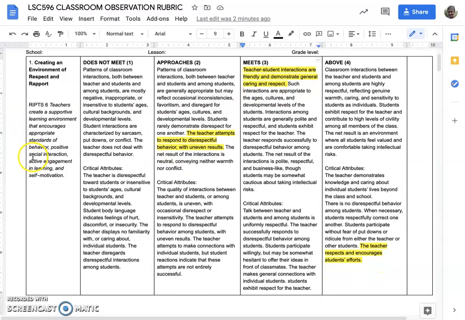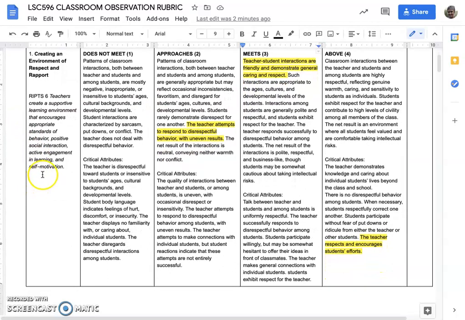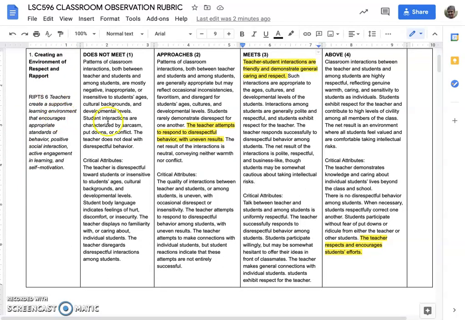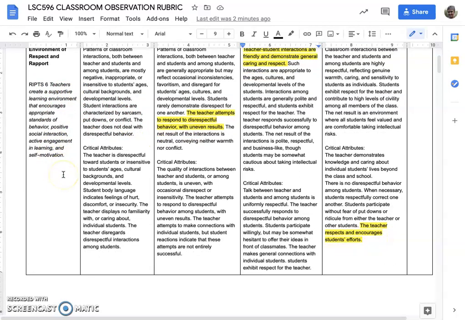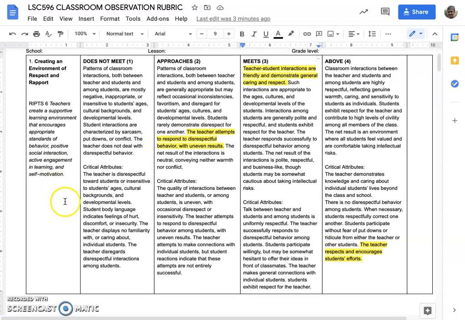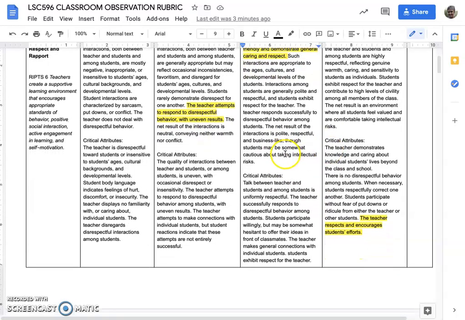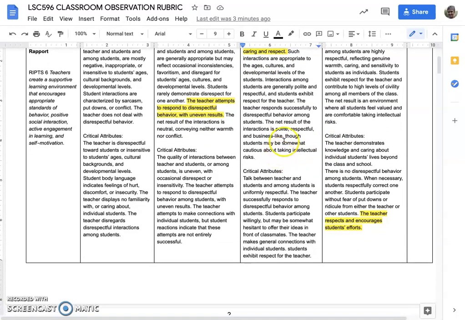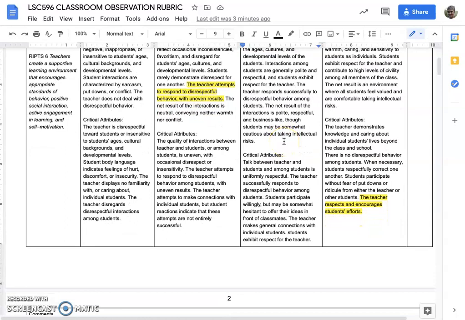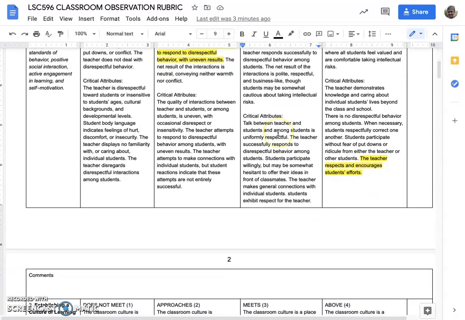All right, so here was creating an environment of respect and rapport. I'll go through and give you some things that I look for as well. In creating an environment of respect and rapport, being happy to see your students come in, saying nice to see you, and being warm and caring. Being polite, respectful. Those are things that I'm looking for.